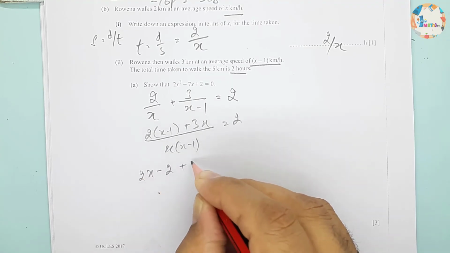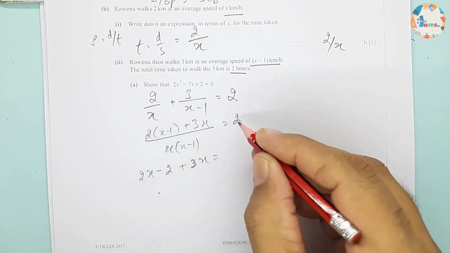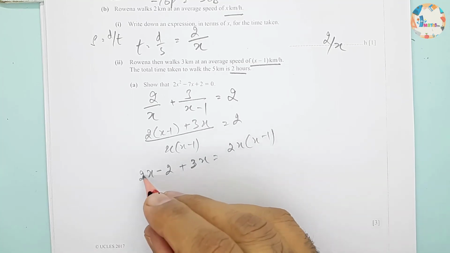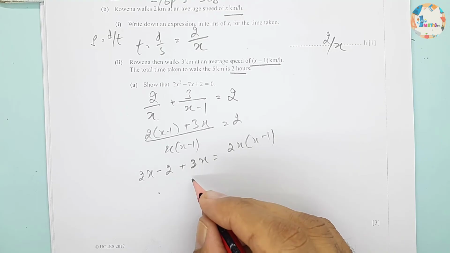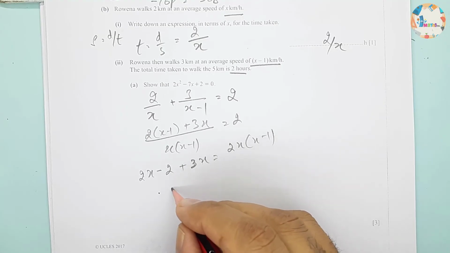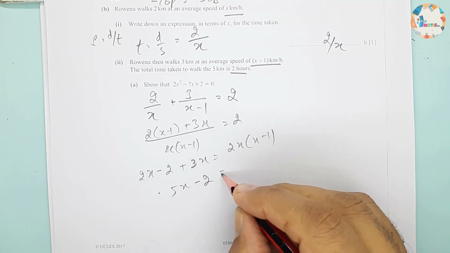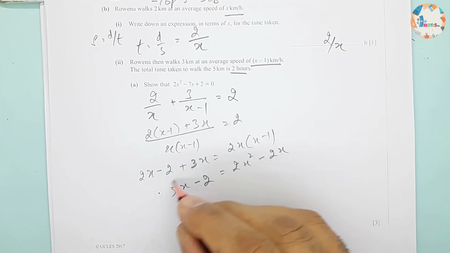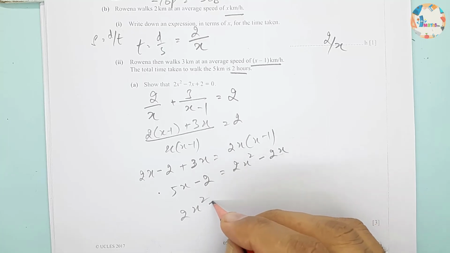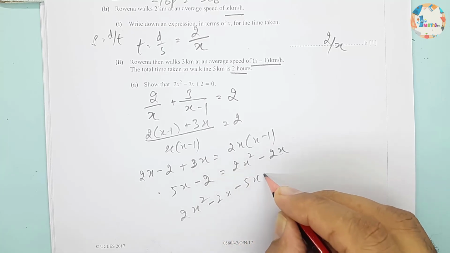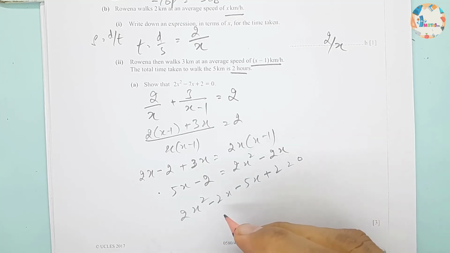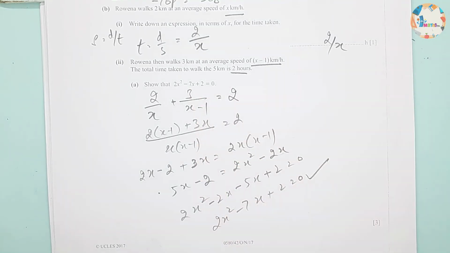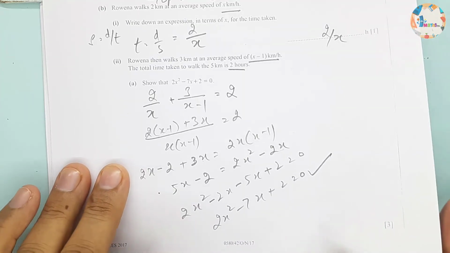Now we can open this bracket. 2x minus 2 plus 3x is equal to, we can shift to this side, 2x into x minus 1. Now we can open this. This will be 2x plus 3x, which is 5x. So this will be 5x minus 2, and this one will be 2x squared minus 2x. Now we can shift this to the other side. So 2x squared minus 2x minus 5x plus 2 is equal to 0. So 2x squared minus 7x plus 2 is equal to 0. This is the required equation which they have asked to show, right?